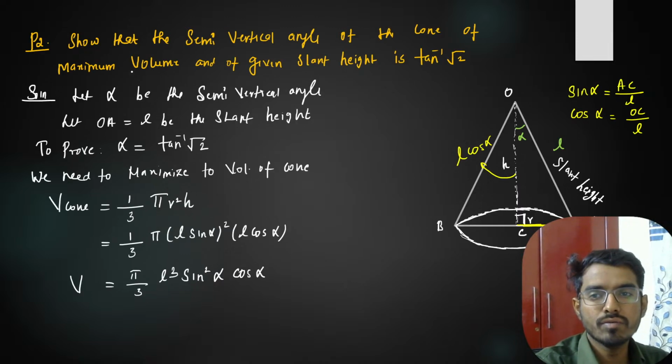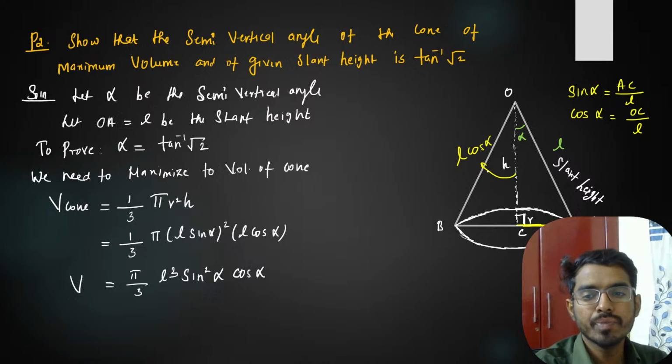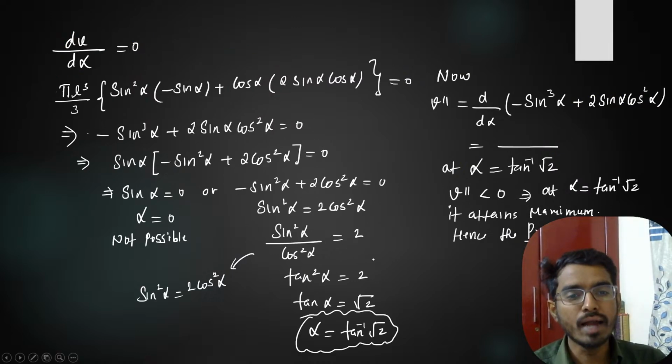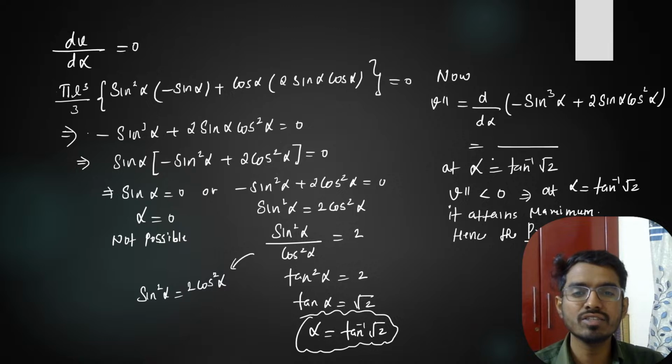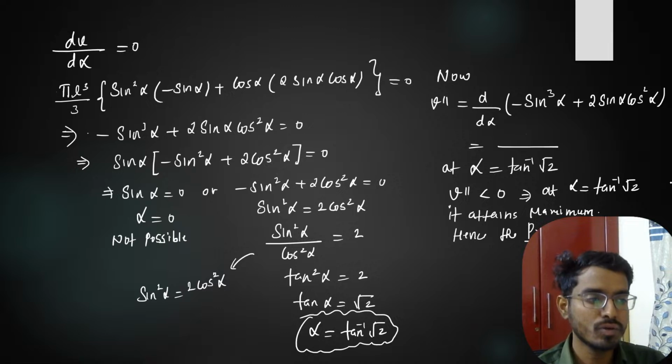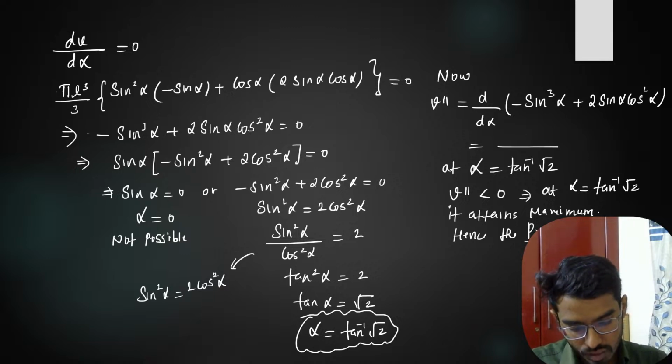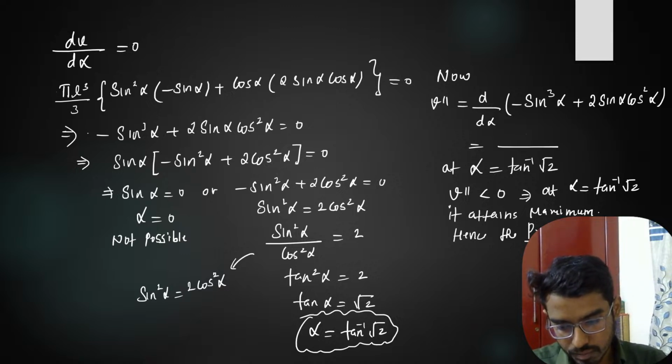So what we did is show the semi-vertical angle of a cone of maximum volume. We need to maximize the volume, and we showed that for maximum volume, the critical point turns out to be tan inverse of root 2. At tan inverse of root 2, you show the second derivative is less than 0. Obviously, it will be less than 0. You just substitute here, you show it is less than 0. At alpha equal to tan inverse of root 2, it attains maximum value. That is what this problem is. So we'll move on to the next problem.